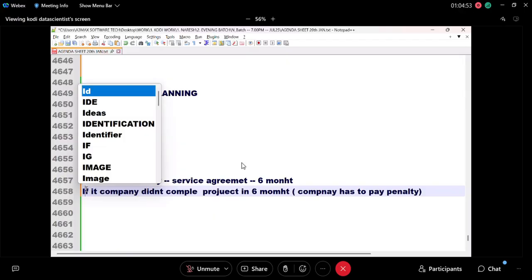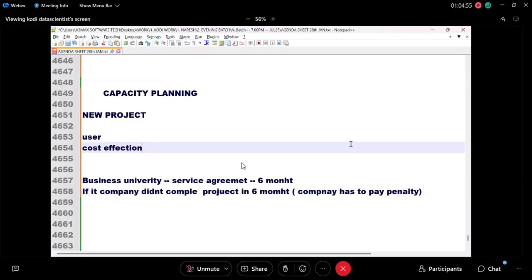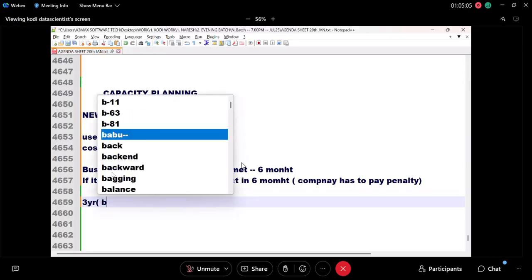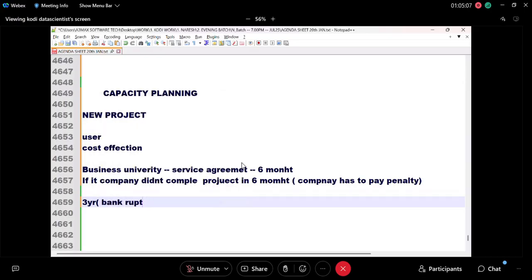Guys, do you understand? A lot of people, without this knowledge, as freshers, open a company, run it for 3 years, and the bank loses, the company goes bankrupt. Are you getting my point? Business university agreements are done with companies, guys. If the work is not completed in 6 months, Accenture has to pay a penalty to the client. That's the legal agreement, so you need to be careful.